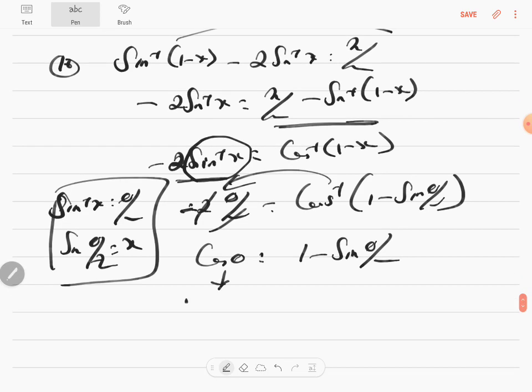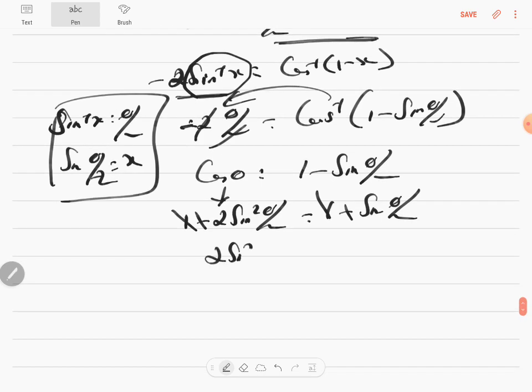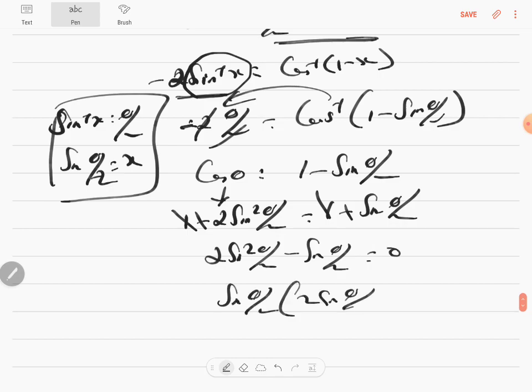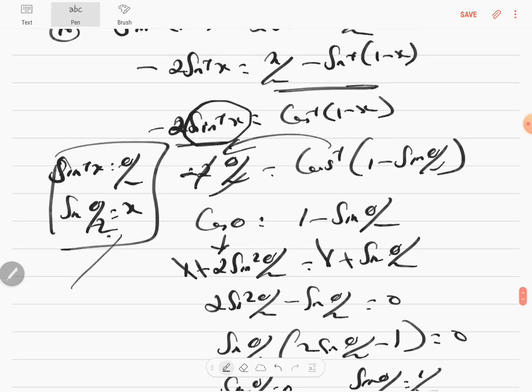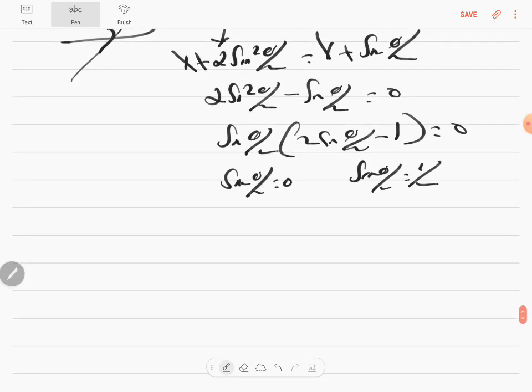And you know cos theta itself is 1 minus 2 sin square theta by 2. So 1 minus 2 sin square theta by 2 equals 1 minus sin theta by 2. The 1 and 1 get cancelled, minus minus get cancelled. You can group it all to one side, so sin theta by 2 can be taken out common: sin theta by 2 into (2 sin theta by 2 minus 1) is equal to 0. Hence sin theta by 2 is equal to 0, or sin theta by 2 is equal to 1 by 2. This sin theta by 2 is nothing but x, and this is solved for x. We got x is equal to 0, therefore x is equal to 1 by 2.